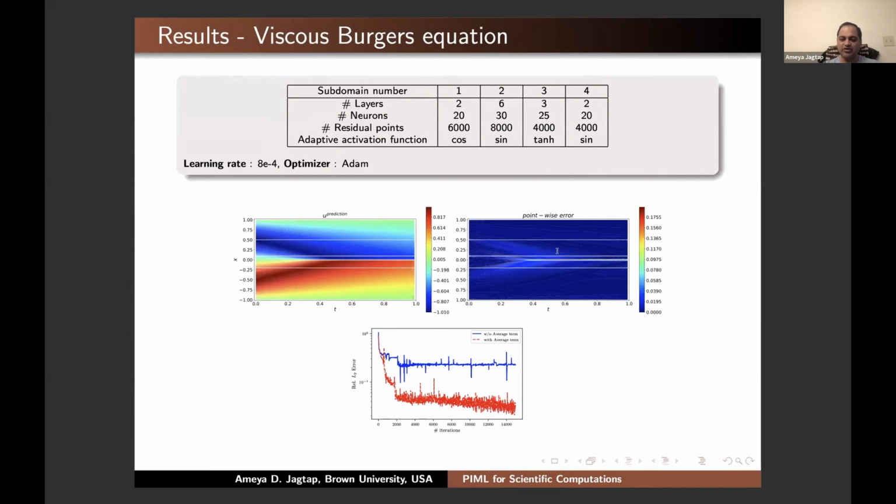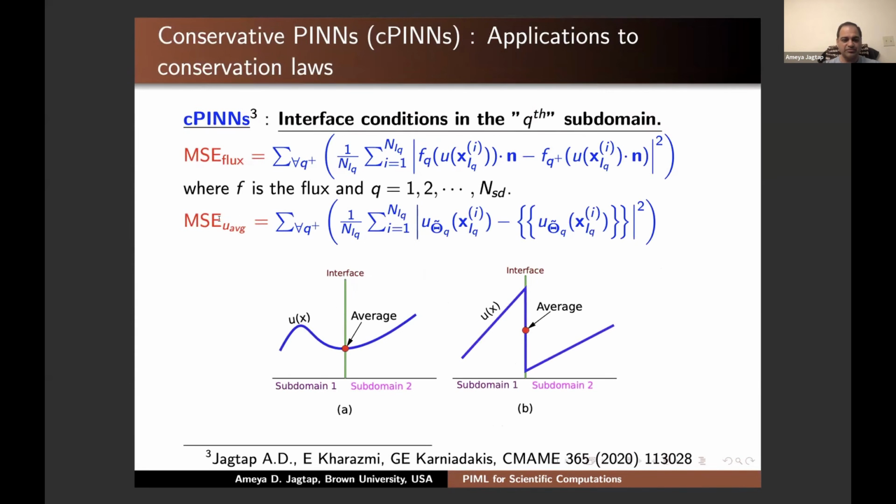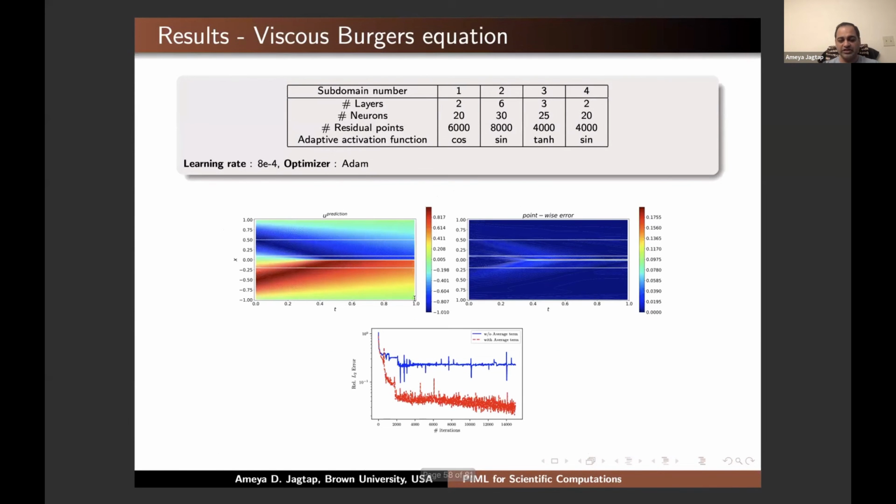And you can see the pointwise error on the right hand side figure after 15,000 iterations. You can see this relative L2 error. So we have solved this problem with and without the average term enforced along the interface. The blue curve is without the average term. You can see that the relative L2 error is stuck here because we just have the flux continuity condition, but we are not enforcing the continuity of the average solution. When we enforce the average solution continuity, the relative error decreases faster. It is still decreasing, but we stopped at 15,000 iterations. So that's the preliminary result.